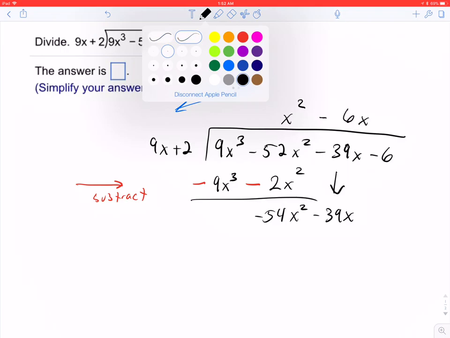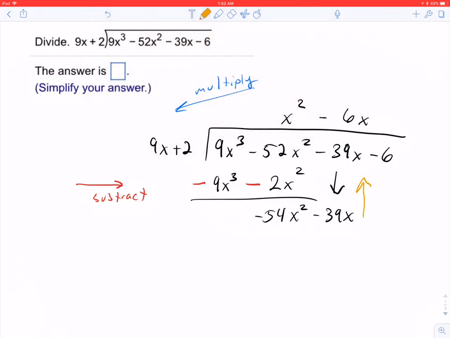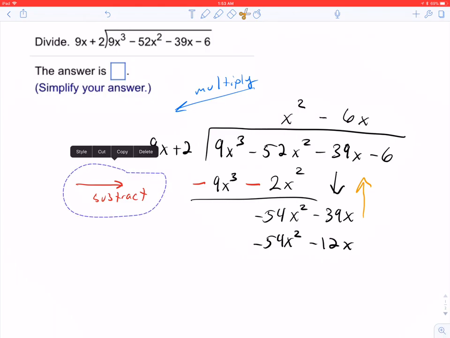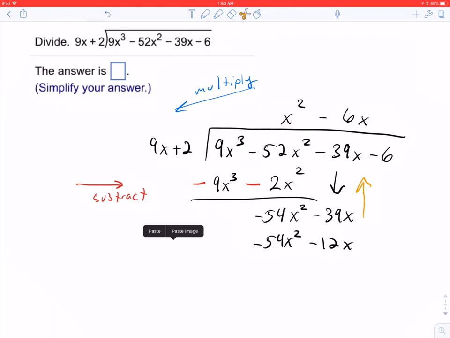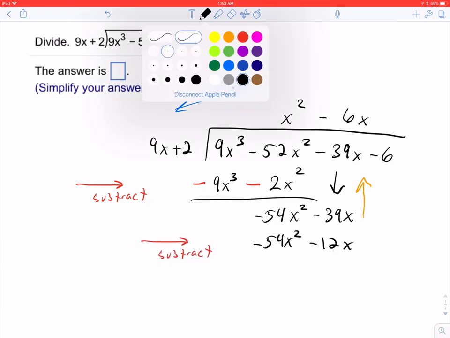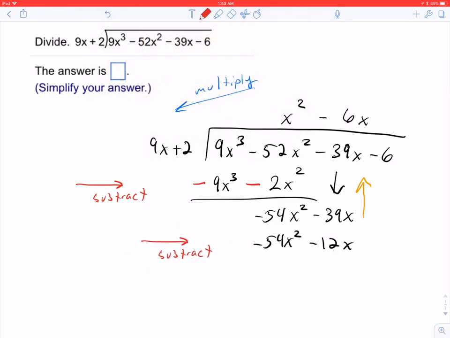Our answer goes up top. Then we follow the blue path and multiply. Negative 6 times 9 is negative 54x squared. Negative 6 times 2 is negative 12x. Then we're going to subtract again on this line, so we distribute our negative. This goes from negative to positive, and this goes from negative to positive.